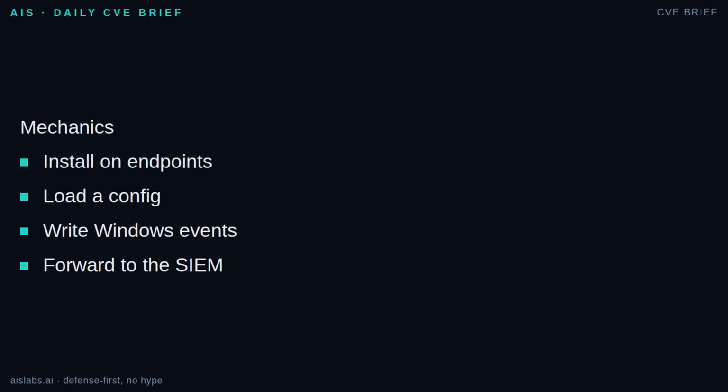The important events for most SOCs are Event 1 for process creation, with hashes included, Event 3 for network connections tied to processes, Event 11 for file creation and writes, Event 22 for DNS queries. The install is easy. The config is where success or failure happens.